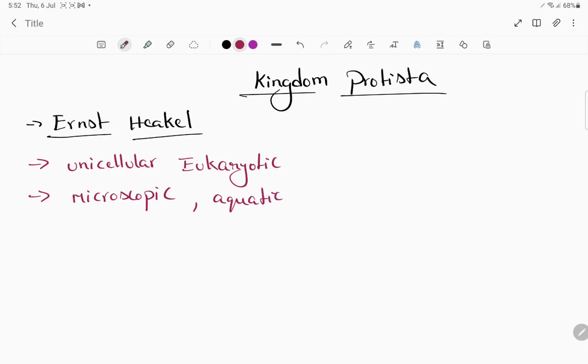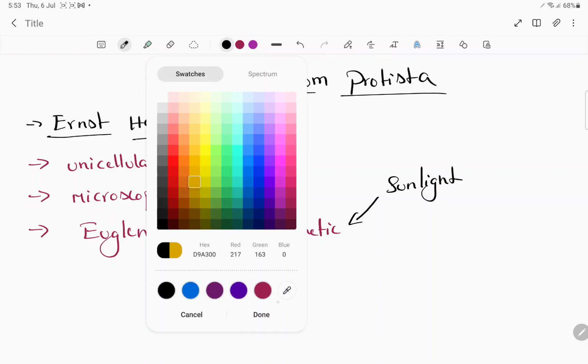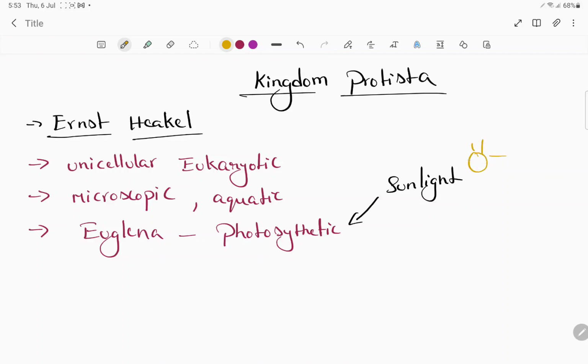Some protists like Euglena are photosynthetic in the presence of sunlight. In the absence of sunlight, when sunlight is not present, it is heterotrophic. It will feed on small little organisms. Okay, and now the next thing is some protists like slime molds.